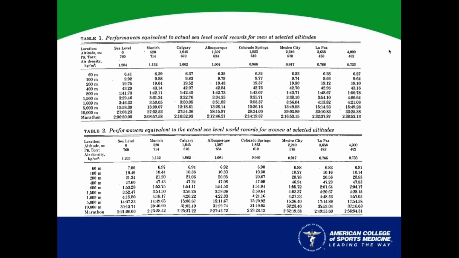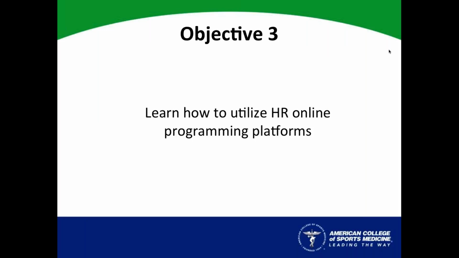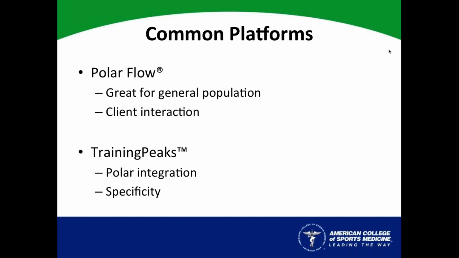Race high, train low and live high. Okay, so learn how to utilize heart rate, online programming and platforms. This is something we're going to go over briefly, but it's very important, and I'll give you some links at the end where you can find more information. Common platforms are like Polar Flow. If you get a Polar watch, you'll get a free account to Polar Flow, and you can upload all your activities to it. Polar has a YouTube channel with an introduction to Polar Flow you can check out, and you can find more information on the Polar website.